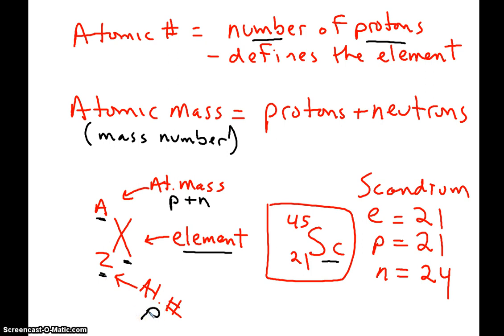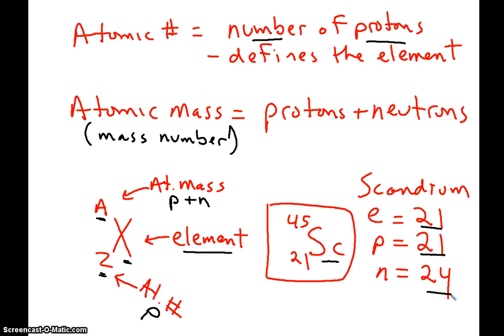So in the case here, if they give us scandium, 45 and 21, we look at the lower left, the 21, right away we know that it has 21 protons. That's the definition of the atomic number. And because it's a neutral atom, we know that the number of protons and electrons has to be the same. So the number of electrons is also 21. But in this case, 45 is the number of protons plus neutrons. Well, we know there's 21 protons, so 45 minus 21 gives us 24 neutrons.